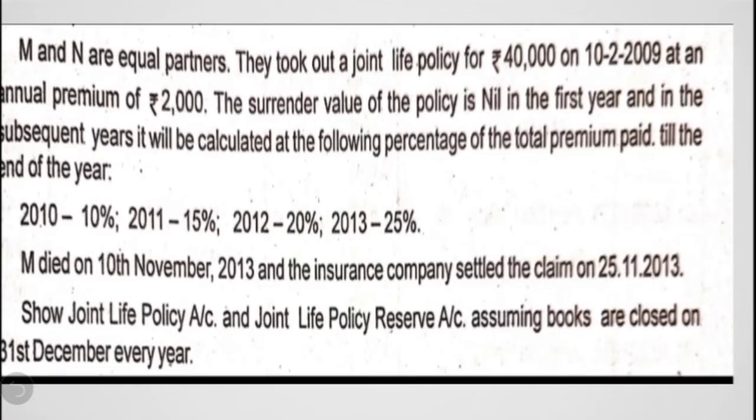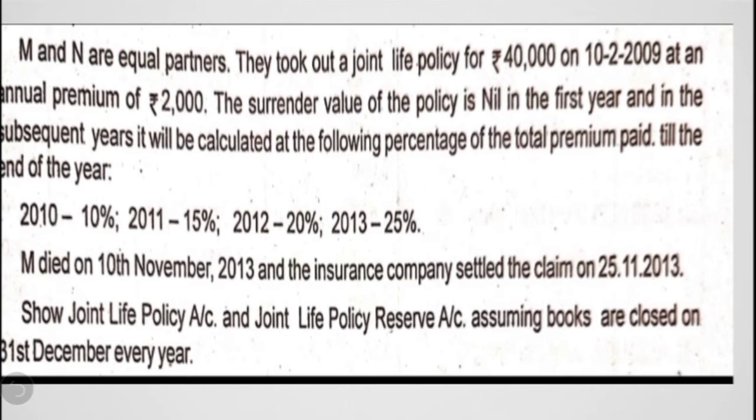M and N are equal partners. They took out a joint life policy for rupees 40,000 on 10th February 2009 at an annual premium of rupees 2,000. The surrender value of the policy is nil in the first year, and in the subsequent years it will be calculated at the following percentage of the total premium paid till the end of the year: 2010 10%, 2011 15%, 2012 20%, 2013 25%.